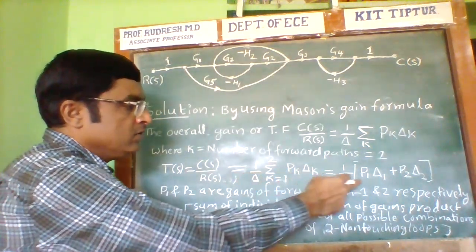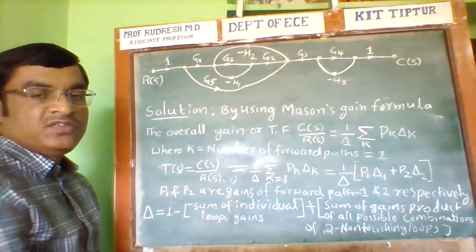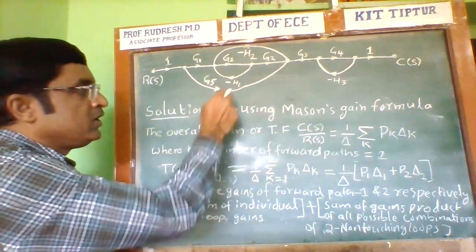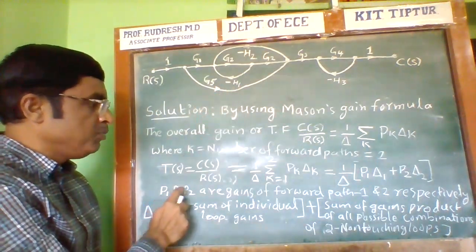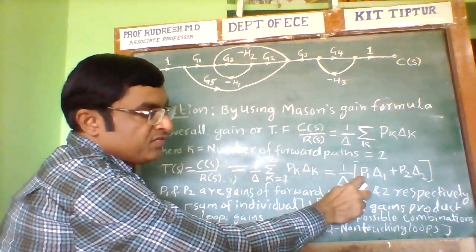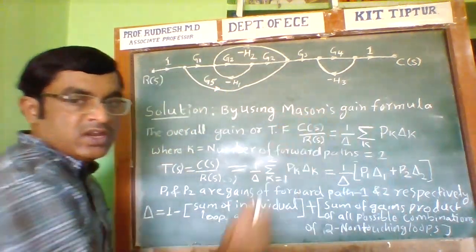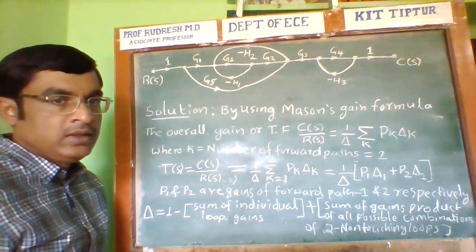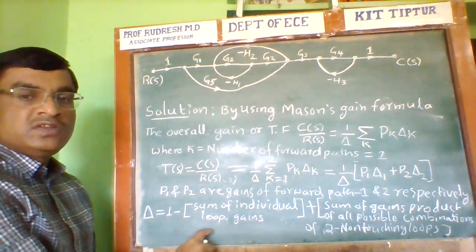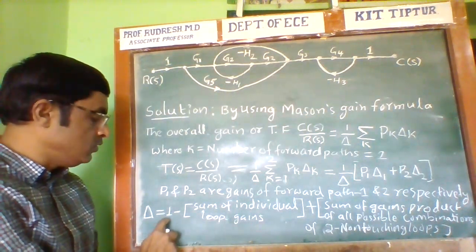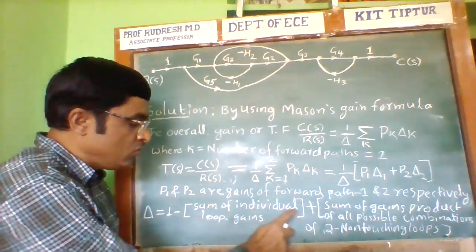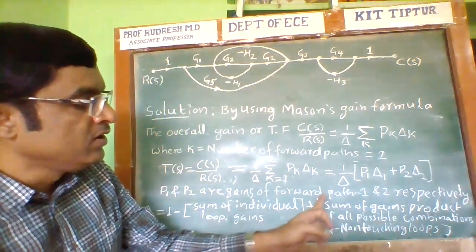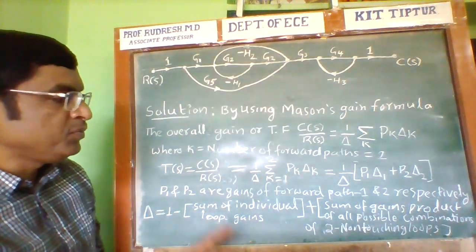Here, P1 and P2 are the gains of the forward paths. There are 2 forward paths, and I have mentioned 2 forward paths in this particular graph. P1 is the gain of the first forward path, and P2 is the gain of the second forward path. Therefore, what is this delta? The delta is called the determinant of the graph. This is the standard formula: delta is equal to 1 minus sum of individual loop gains plus sum of gain products of all possible combinations of 2 non-touching loops. The first step is over.